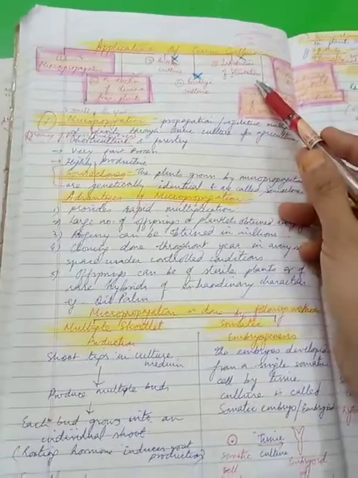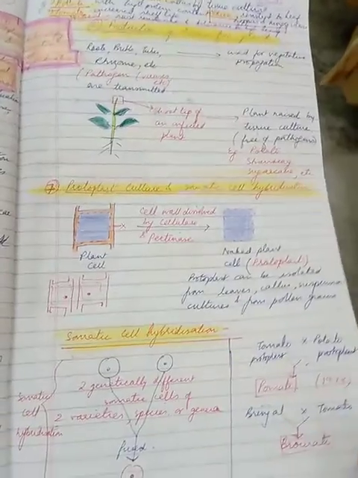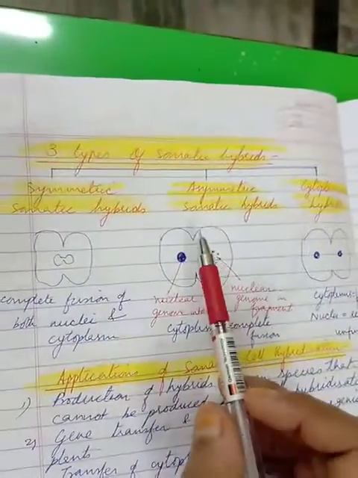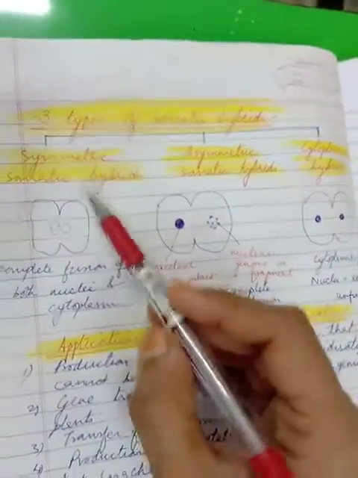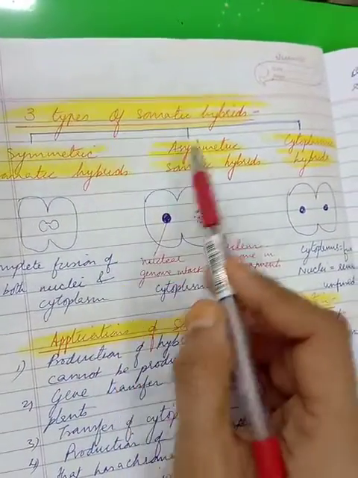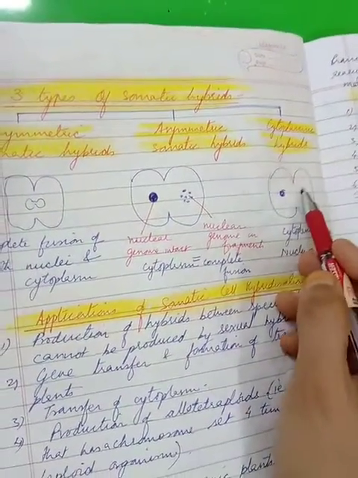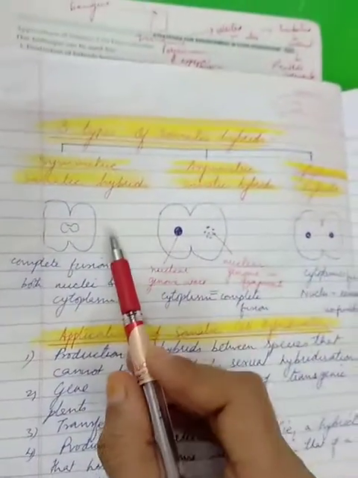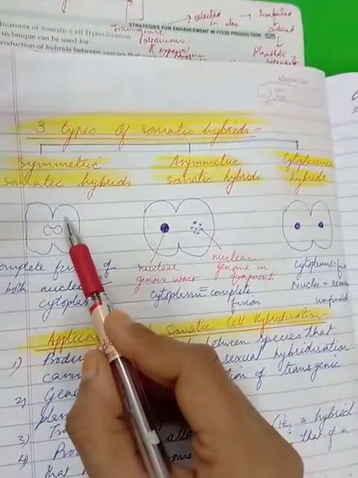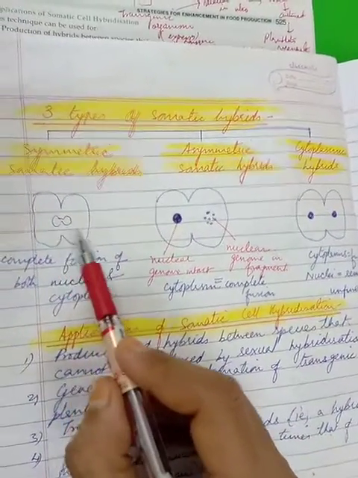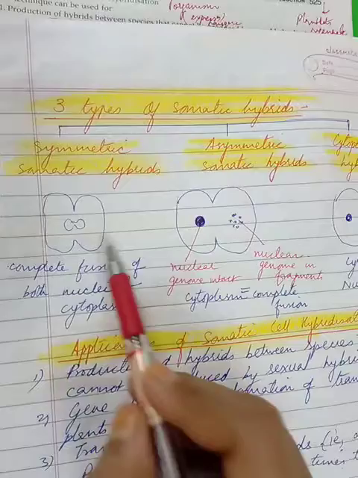Before we move further, I have started with applications of tissue culture. The first page I have explained, and the second page we have completed. Moving to this part of somatic cell hybridization, there are three types of somatic hybrids. Look at this diagram and you will understand. The first we call symmetric somatic hybrids. Second is asymmetric somatic hybrids, and the third is cytoplasmic hybrids. Look at them. The diagram is defining the process itself. Symmetric somatic hybrids mean complete fusion of both nuclei and cytoplasm.